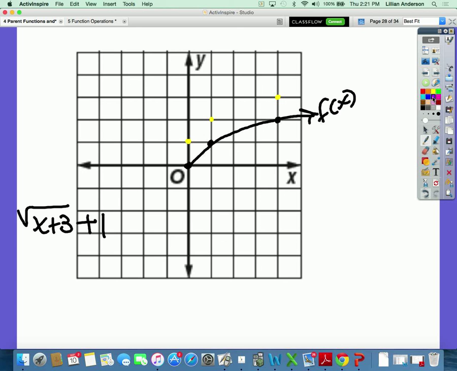Think of it like this. Anytime a number is being added to the parent function, that has to be a translation, either up, down, left, or right. If a number is being multiplied to the parent function, that has to be a horizontal or vertical stretch or shrink. If there's an extra negative that's not a minus sign, those are your reflections. Okay? So now everything has to move to the left 3 units.